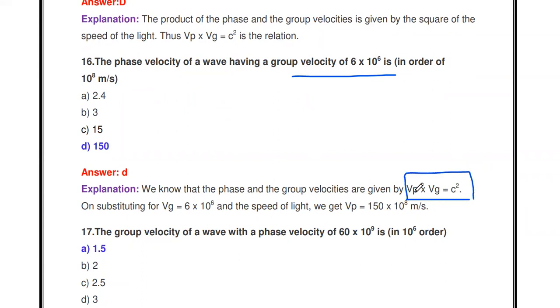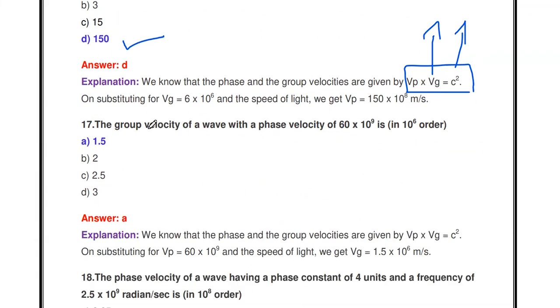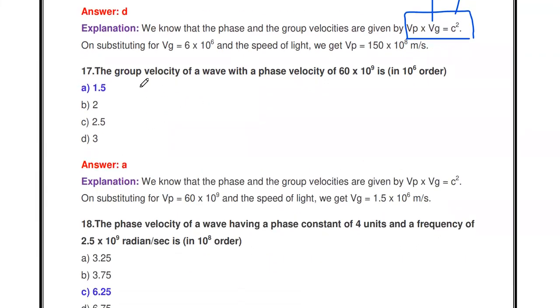So in this the group velocity Vg is given. Already you know the value of C. So from that you just calculate Vp. So Vp equal to C squared divided by Vg. If you are calculating, we will get the answer is 150 into 10 to the power 8 meters per second.